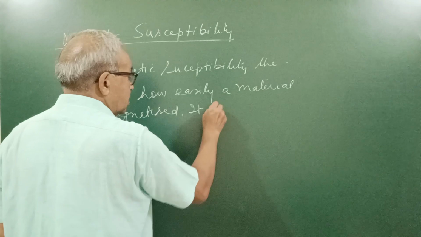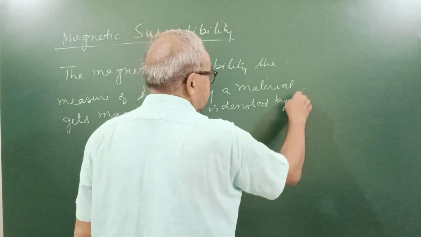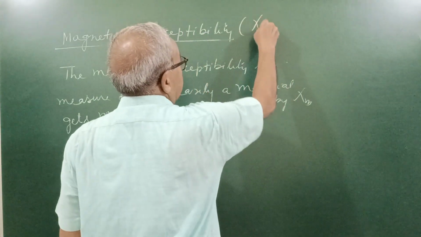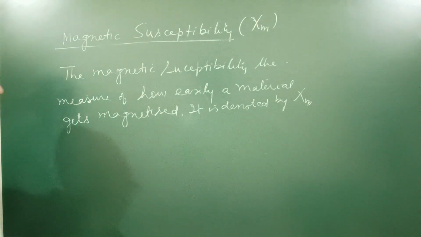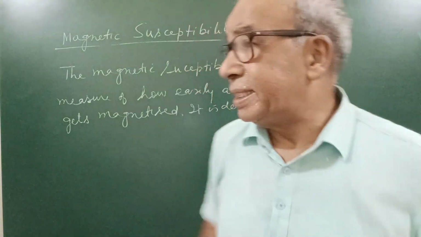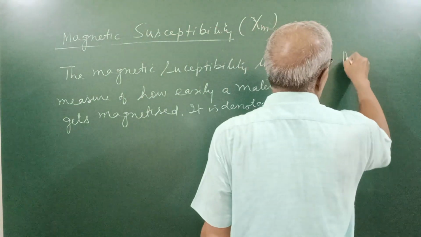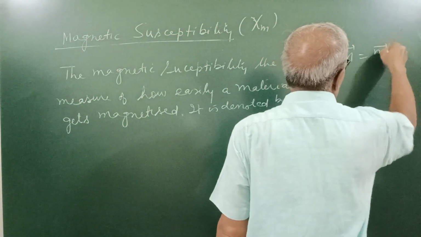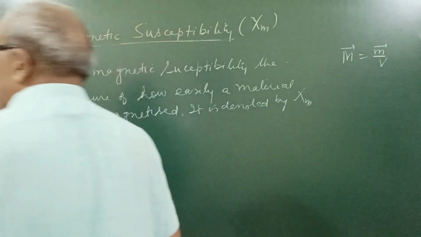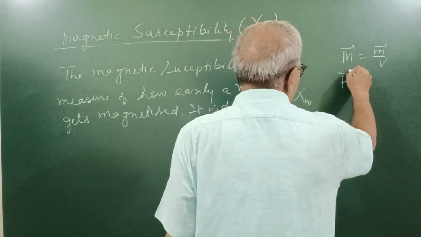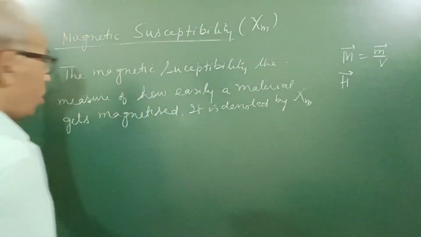It is denoted by chi m. So the magnetizing field is denoted by H, and magnetization is denoted by capital M. I told you the vector M equals m upon V. Now, M is intensity of magnetization, or magnetization. And what is H called? Magnetic intensity or magnetizing field. Please remember all these.